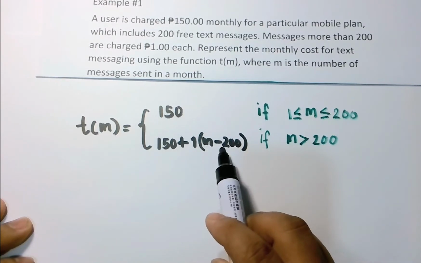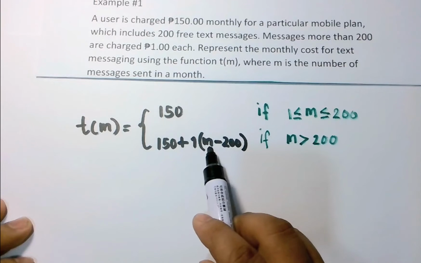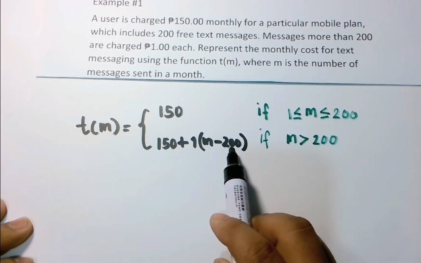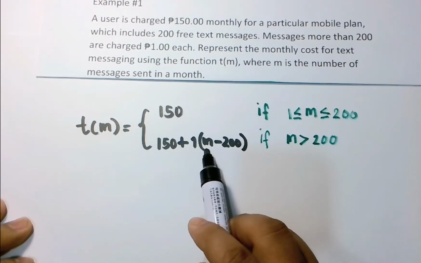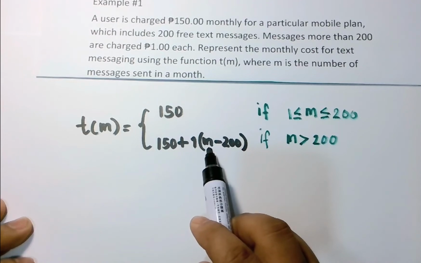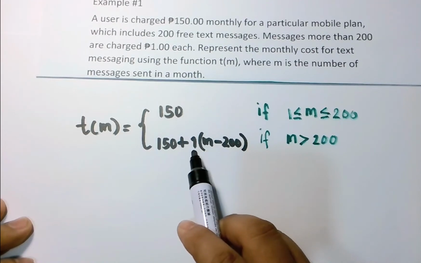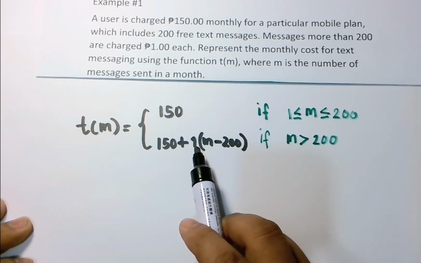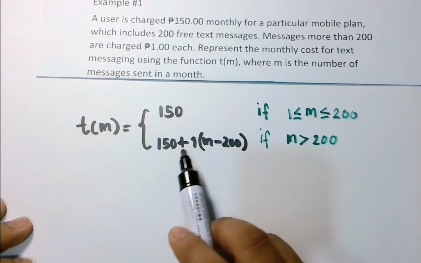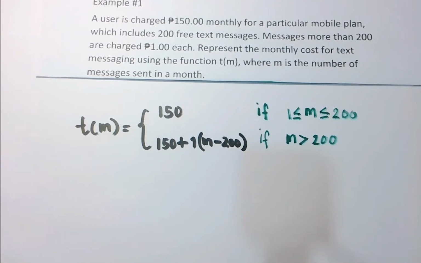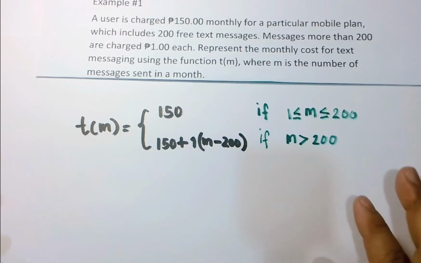So, whatever is remaining, pagkatapos i-deduct si 200 doon sa total number of messages, yun na lamang yung imumultiply natin kay 1 peso para maging total additional payment ni user sa kanyang mobile plan. So, ayan ang ating piecewise function.